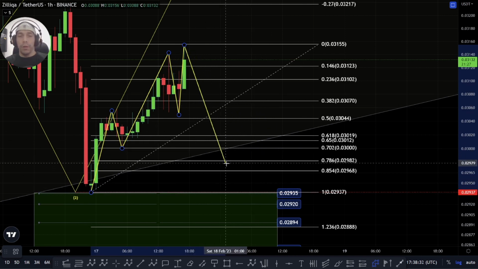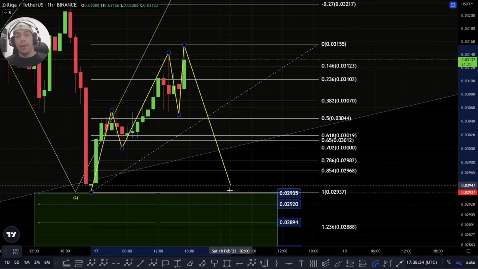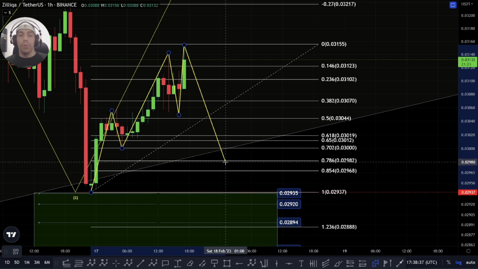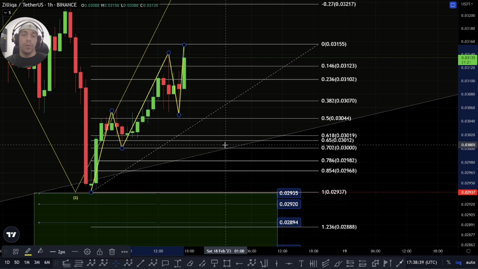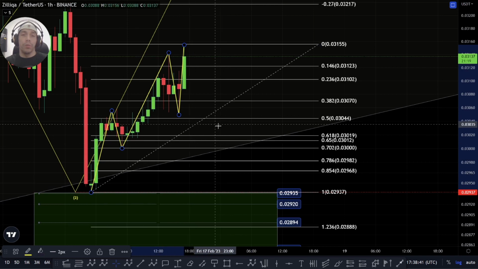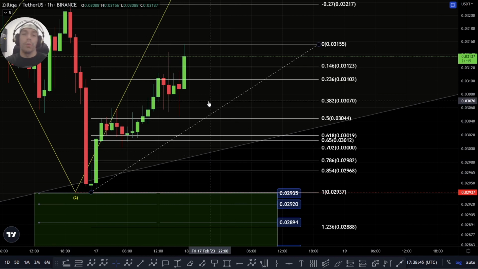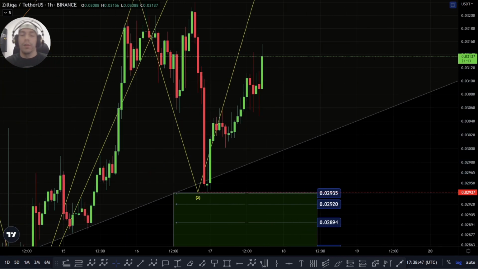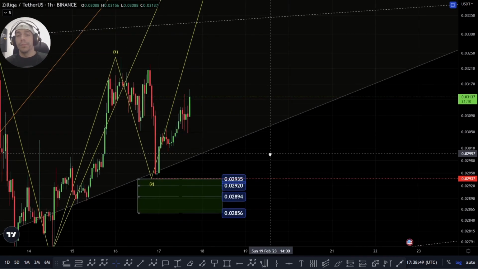If we do break below the 786 zone, it becomes more unlikely that we're actually going to get that trending move to the upside. But there is some support down here which has been supporting us for a while, though we have been bouncing around on it for quite a long period, so whether it maintains is going to be quite an important thing here.